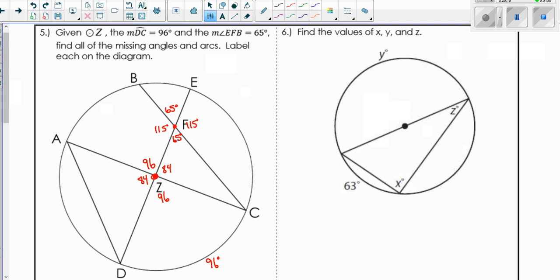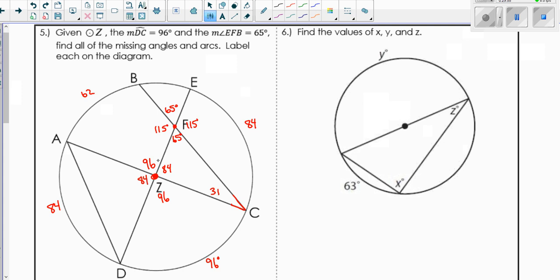These two angles right here are part of a triangle. So 180 minus 84 minus 65, this angle has to be 31. As soon as I find this angle of 31, I see that this angle is inscribed and opens up to arc AB. So if I double 31, this is 62. If this is 84, the central angle, then EC is also 84. If this is 84, then AD is also 84.